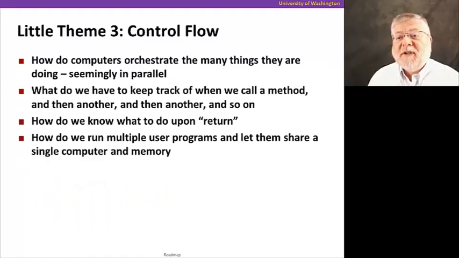Lastly, the third theme is control flow, namely how do computers orchestrate the many things they're doing and make it look like they're doing them all in parallel, when in fact, of course, they're only executing one instruction at a time. So how do we keep track of where we are when we call a method and then another and another and so on? What do we do when we hit a return statement? And how do we give the user the ability to run multiple programs seemingly at the same time? So these are the little themes we'll be coming back to again and again throughout the course.